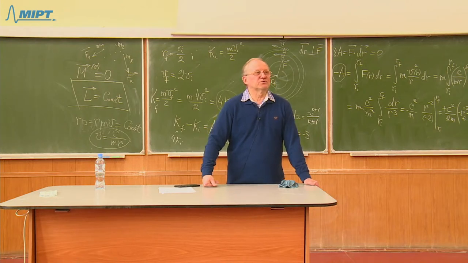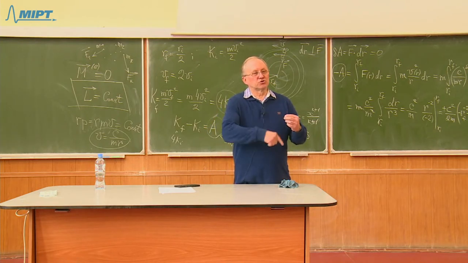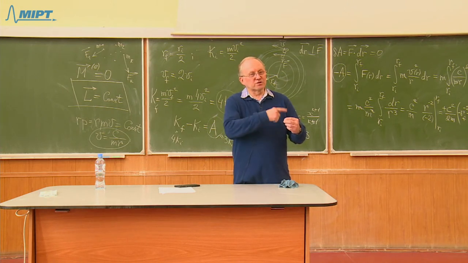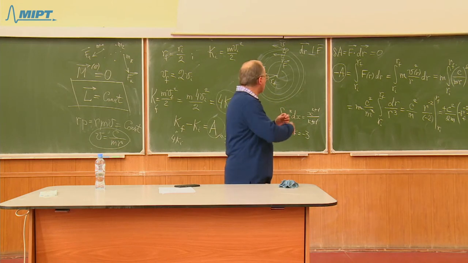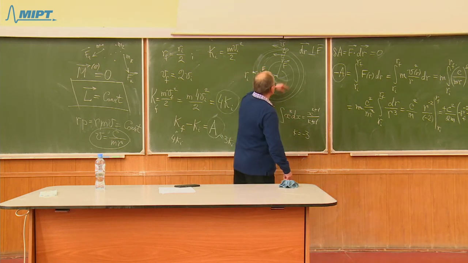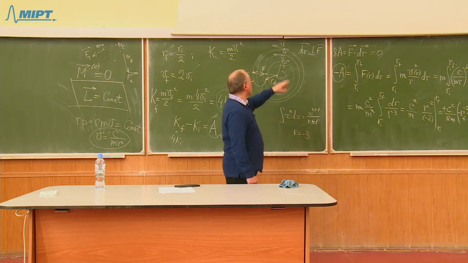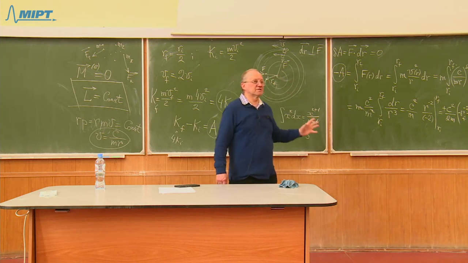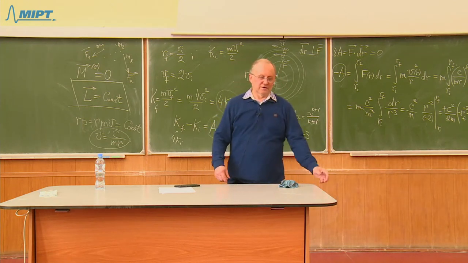From the classical point of view, the electron should move and radiate energy and lose energy, and therefore it should move along some spiral trajectory and move closer and closer to the central positive charge and finally fall on it. But that doesn't happen, actually.